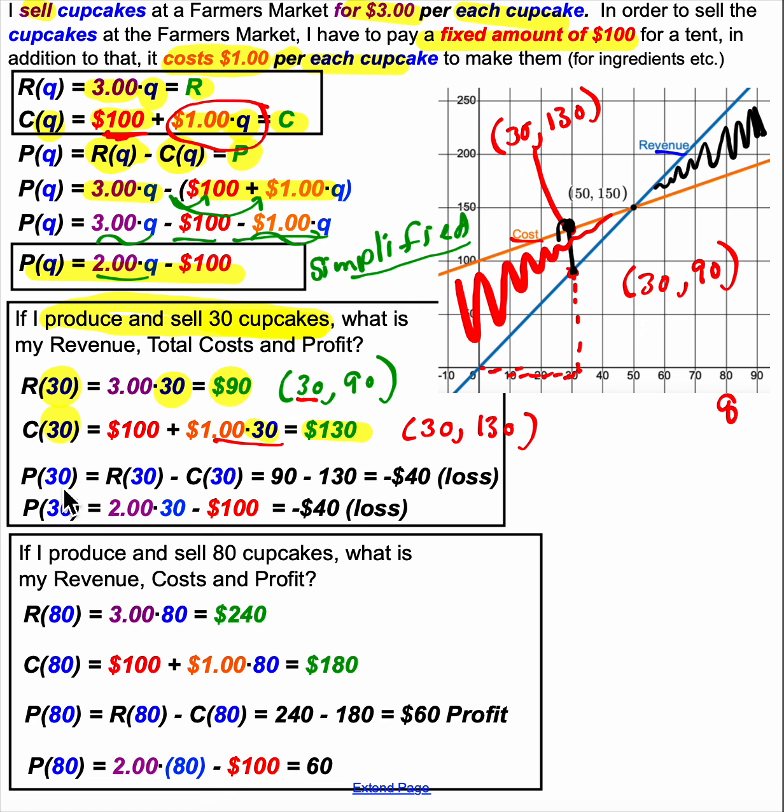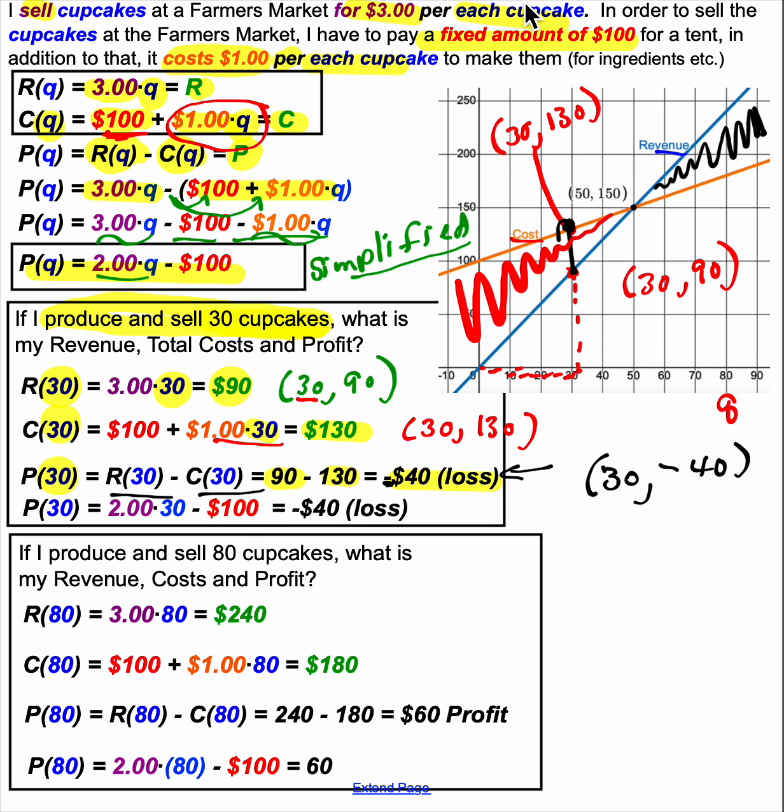We can do this two different ways. Profit is revenue minus cost. So I could just take my revenue of $90 and subtract from it my costs, and I get negative 40. So that tells me that I'm operating at a loss. When I have negative profit, that means I have a loss. So when I produce and sell 30 items, I have a loss of $40. So that's directly just using the output from my revenue and my cost function here.